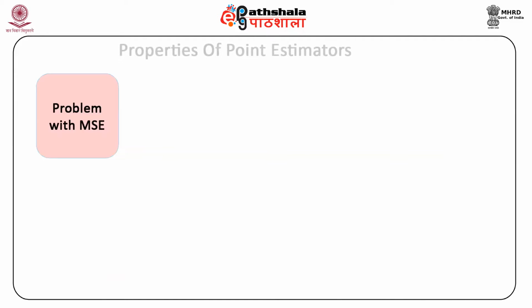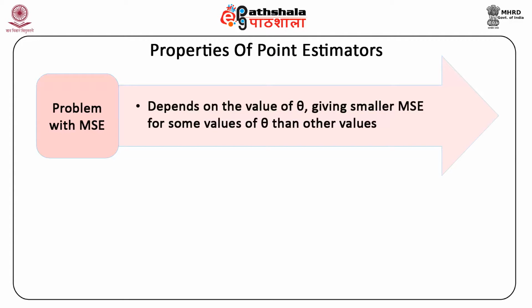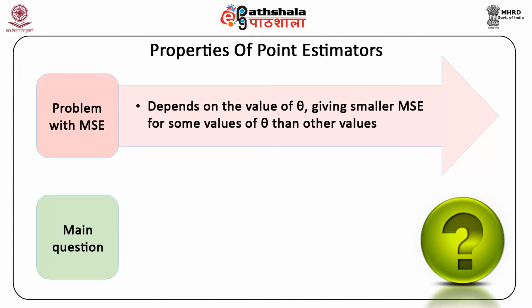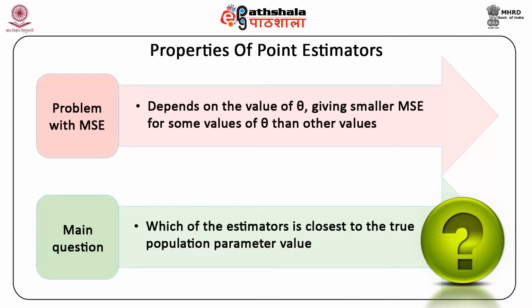The main problem with the use of MSE is that it depends upon the value of theta, giving smaller mean square error for some values of theta than for other values, since the exact value of theta is not known. Hence, we have to return to the question we had set out to answer, namely, which of the estimators is closest to the true population parameter value?